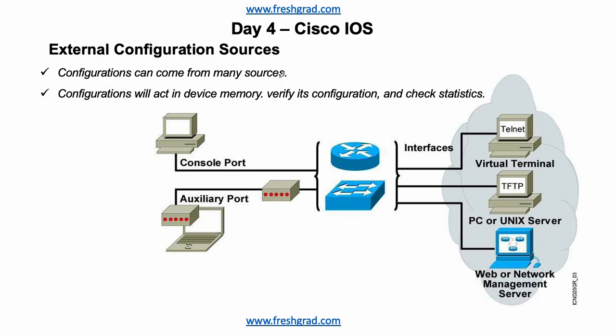Now let's take a look at the external configuration sources of the routers, right? How you can connect to the routers. There is the console port. You will have a console cable that you can connect to your laptop, and you can configure the routers, and auxiliary ports. There are some auxiliary ports as well that you can leverage, and some interfaces like virtual terminal.